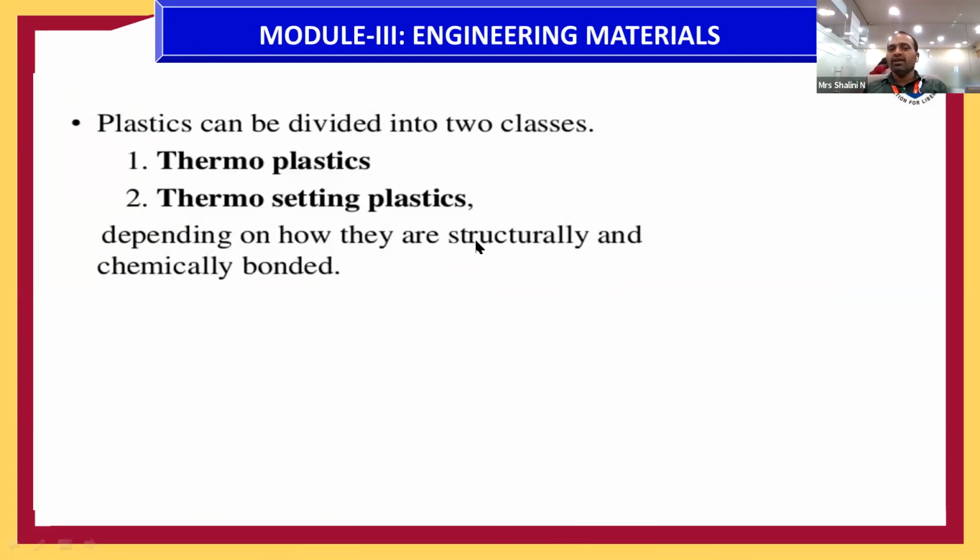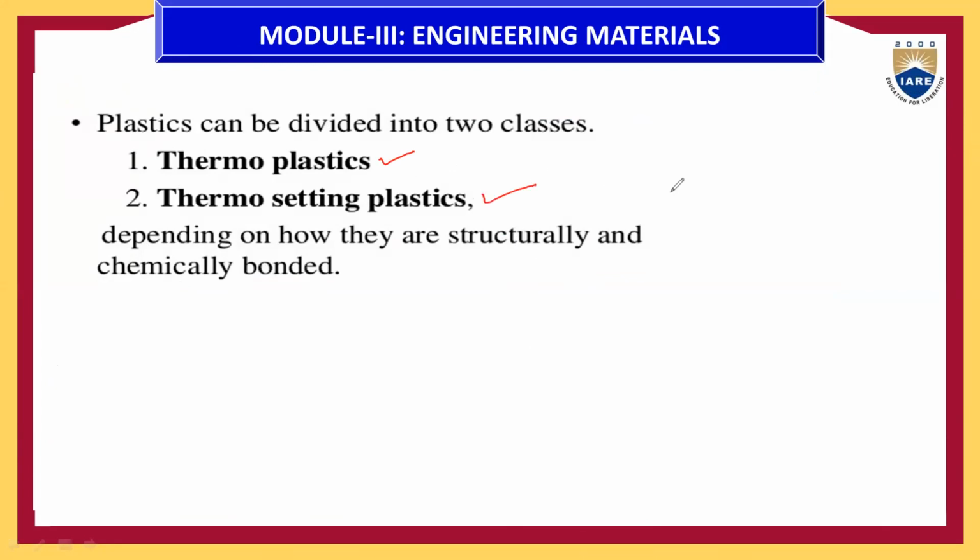Now, very important one: what are the types of plastics? Mainly two types of plastics are there, thermoplastic and thermosetting. Listen carefully, students. Plastics are classified into two types: thermoplastics and thermosetting. So what is a thermoplastic? Thermoplastics means when heated they soften, when cooled they harden. Such plastics are called thermoplastics.